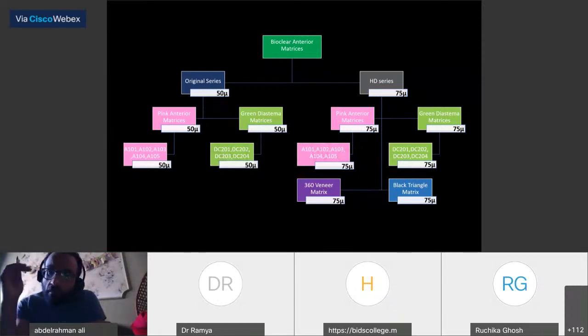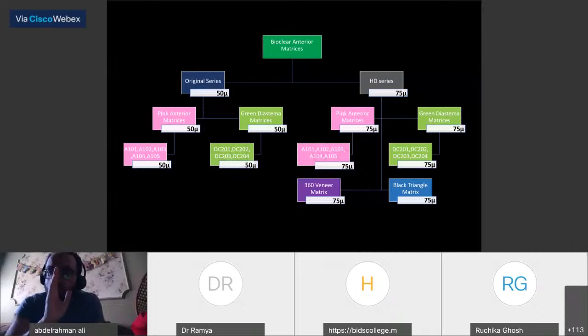Each group of these two matrices, the pink and the green, we divide according to the surface that you're trying to fill. Mesial of the upper anterior, distal of the upper anteriors, lower anteriors. If you're doing the mesial, it's 1. If you're doing the distal, it's 2. If you're doing the lower, it's 3. If you're using the pink matrices, it's 101. If you're using the green matrix, it's 201. So the green starts with 2.